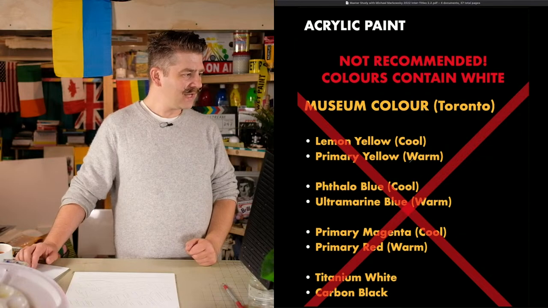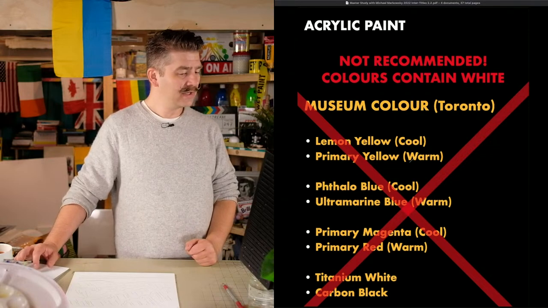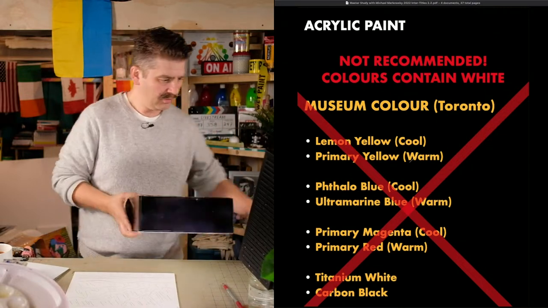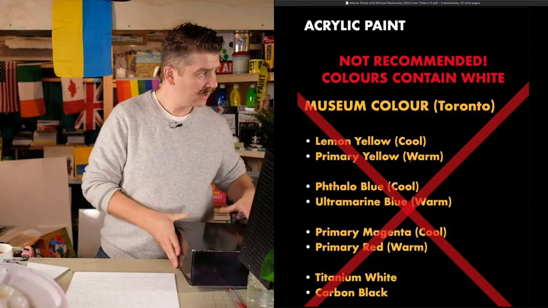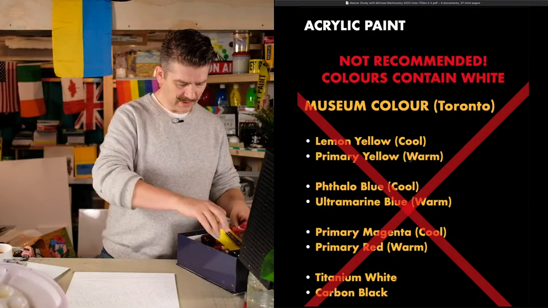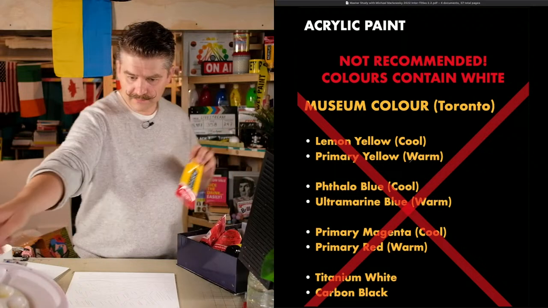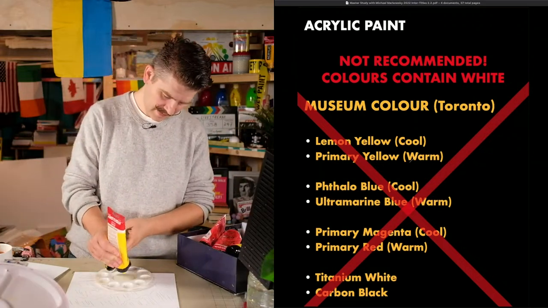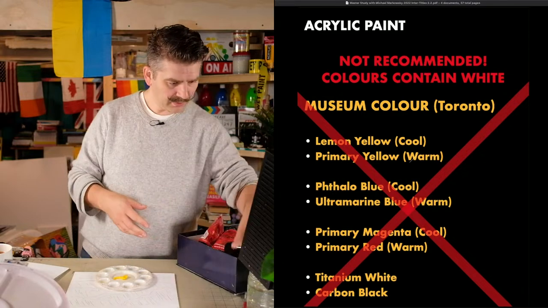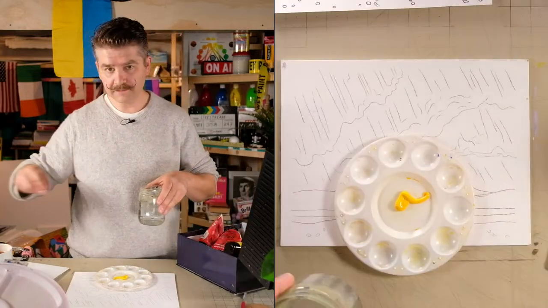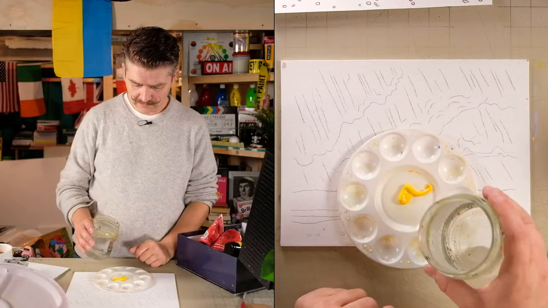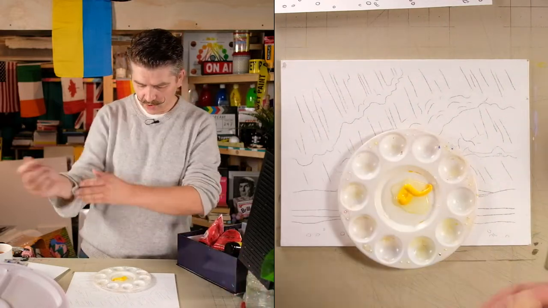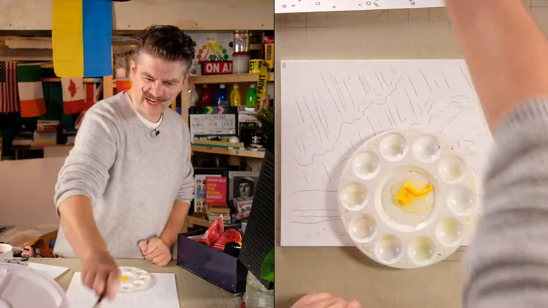So let's get this paint out and start painting. So I'm going to use my warm yellow. So I'm taking my warm yellow, that Azo Yellow Deep, I think it was. Put a little bit of water in there, maybe just about half and half.